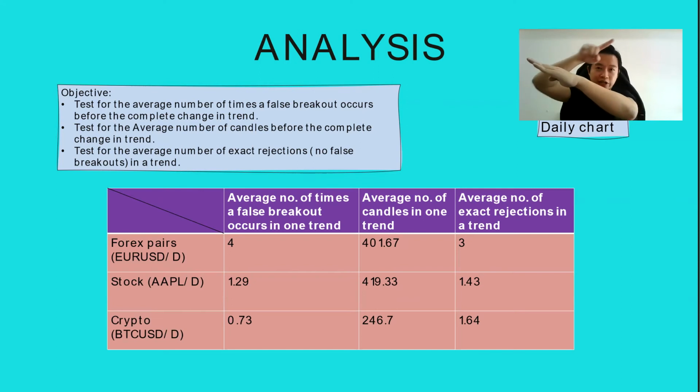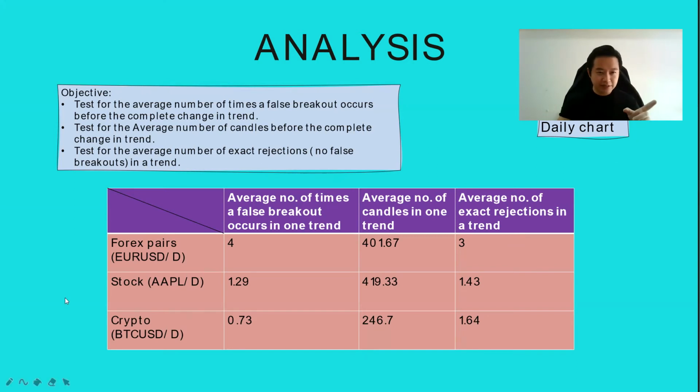And in that same trend, there are 3 exact rejections. And the average number of candles in that one trend, we did a test, is around 400, right? So in one trend, the period was rather long. So it is around 400 bars. So if it's the daily time frame, it's more than a year or so, right?